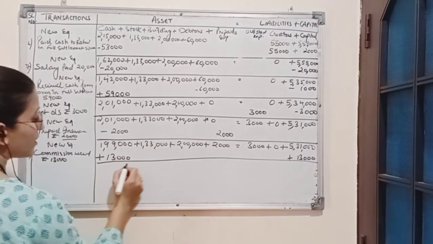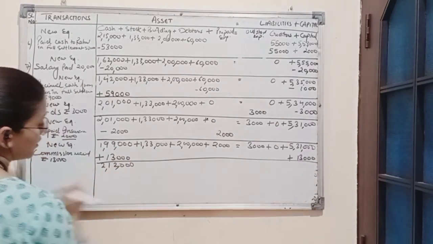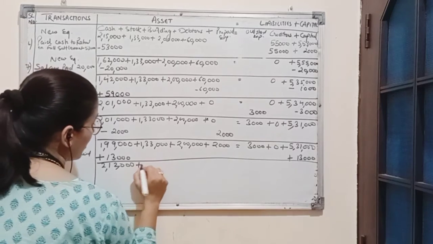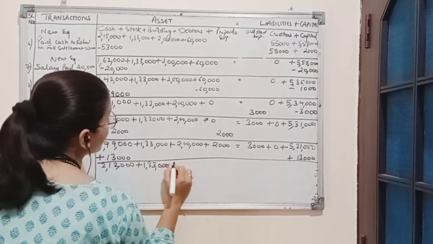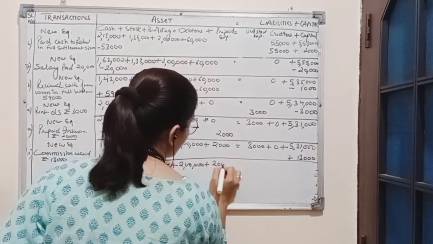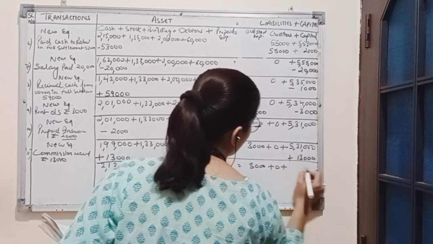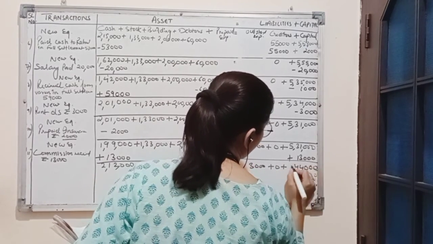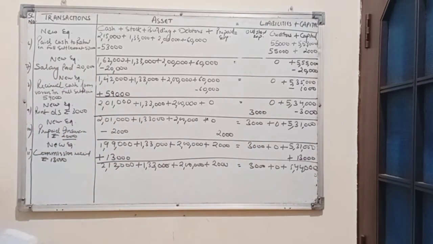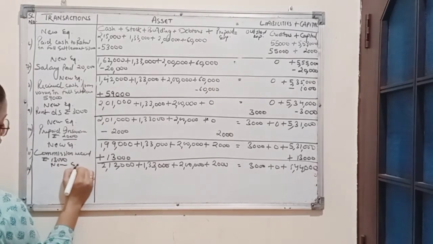So by solving this equation, we will get the amount of cash 2,12,000, stock 1,33,000, building 2 lakh, debtors 2,000, outstanding expenses 3,000, creditors nil, and capital amounting to rupees 5,44,000. Now next transaction is amount withdrawn for personal use, which is also considered as drawings.